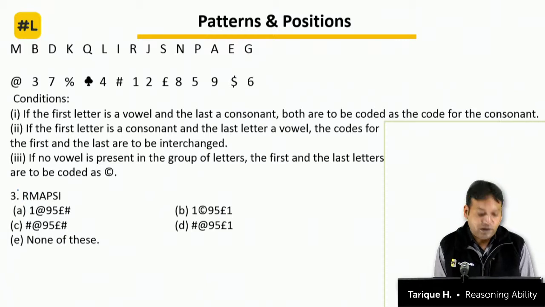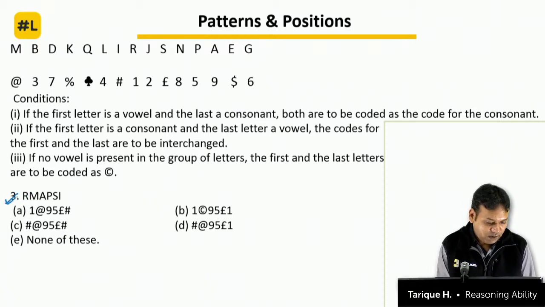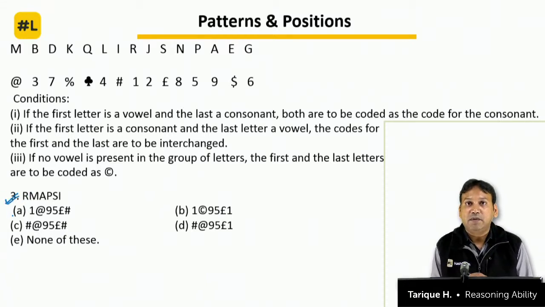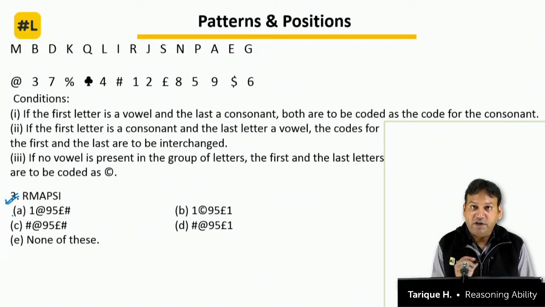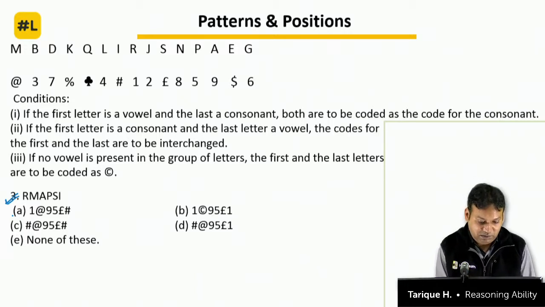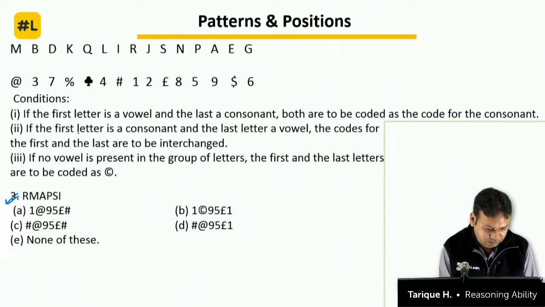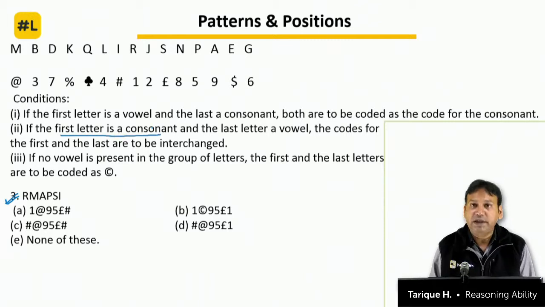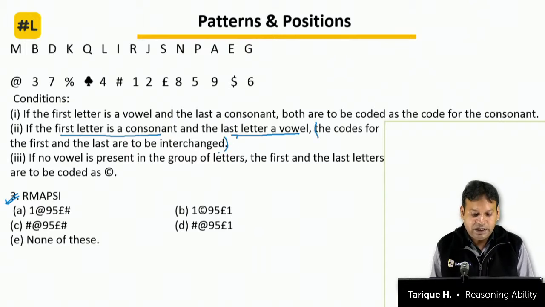Now यहाँ पे आप थर्ड को देखिए. Third question, what is the condition applied here? Look at the conditions given to you. First is a consonant, last is a vowel. That means condition 2 will apply. First is a consonant and last is a vowel. So बहुत simple सा question है ये. First is a consonant, last is a vowel, correct? So what should be done? The codes for the first and last are interchanged.